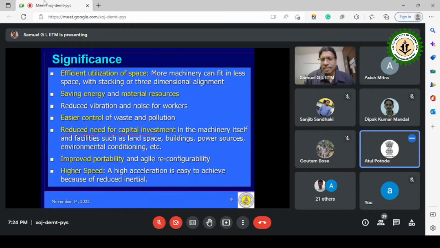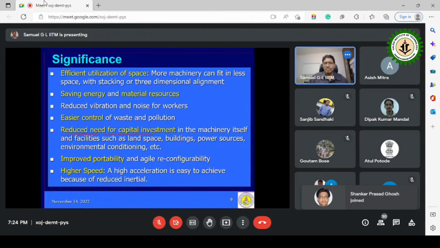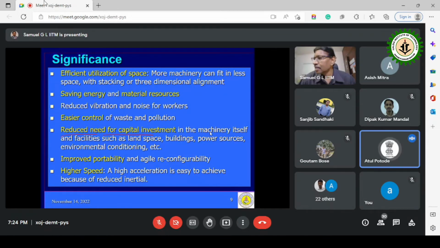RPM, you are asking about RPM. In the CNC case, it may vary. It depends upon our requirement. Can you give me a number? We select the RPM.